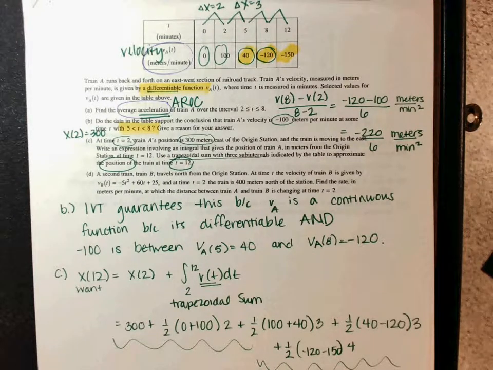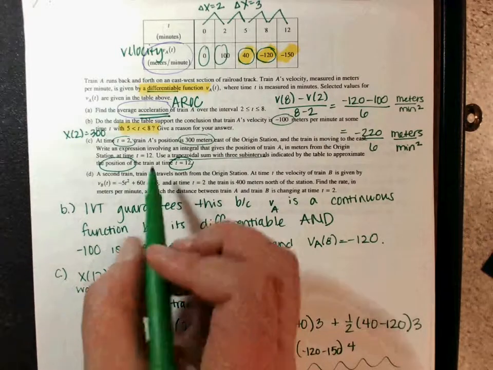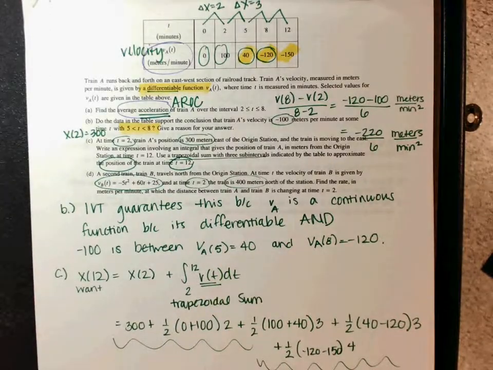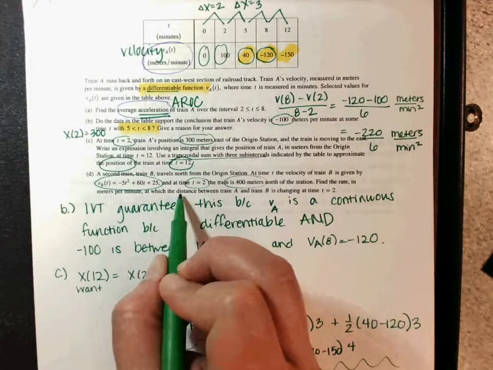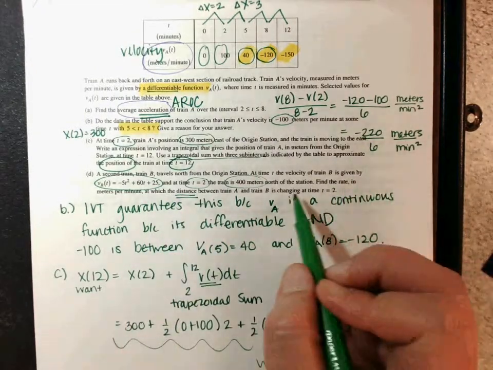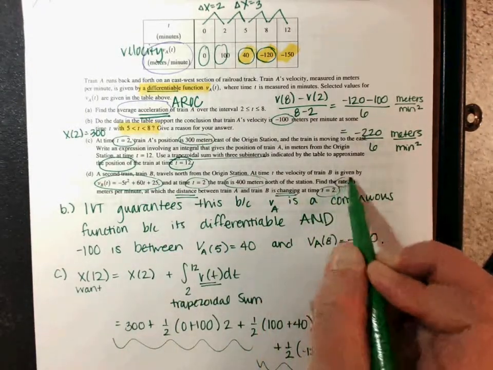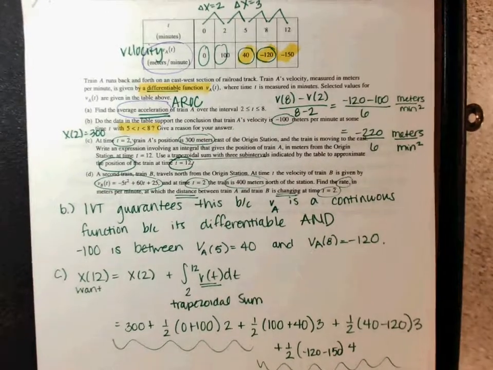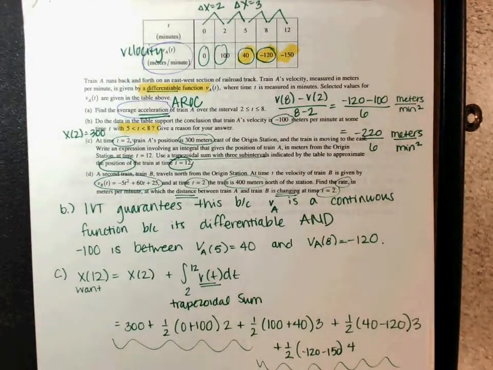Okay, part D. A second train B travels north from the origin station. At time t, the velocity of train B is given by blah, blah, blah. And at time 2, the train is 400 meters north of the station. Find the rate in meters per minute at which the distance between the trains is changing at time 2. So let's talk about some different important things here. The first thing that I'm going to do is draw a picture, and I'm going to do it on another sheet of paper just so that I don't take up all my space here.